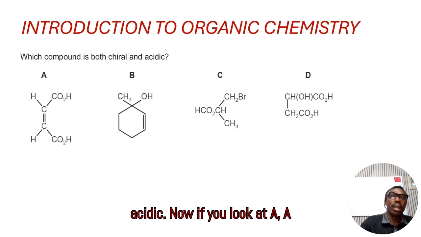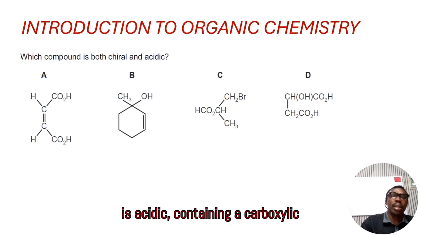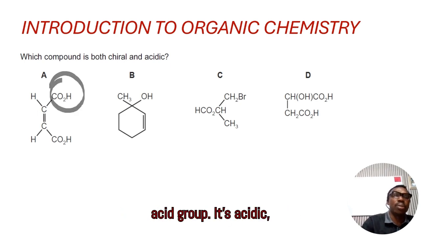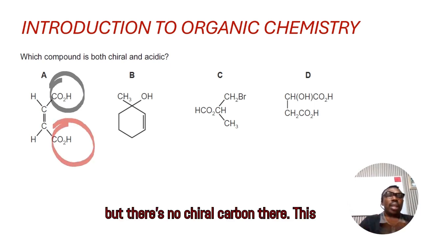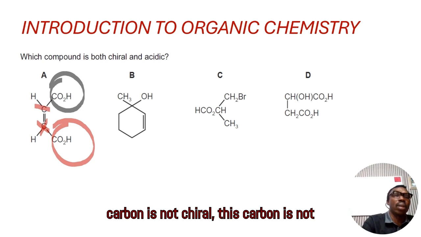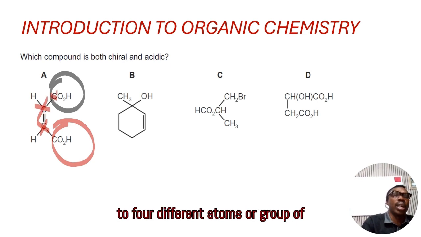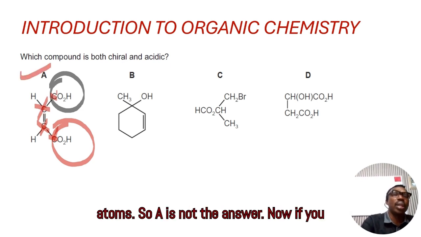Now, if you look at A, it is acidic, it contains a carboxylic acid group, but there's no chiral carbon there. This carbon is not chiral. This carbon is not chiral. There's no carbon that is bonded to 4 different atoms or groups of atoms. So A is not the answer.